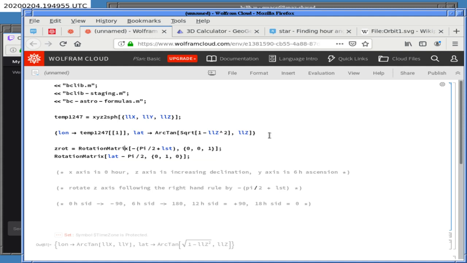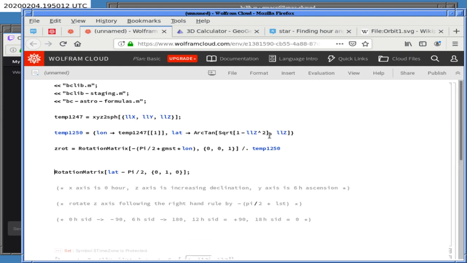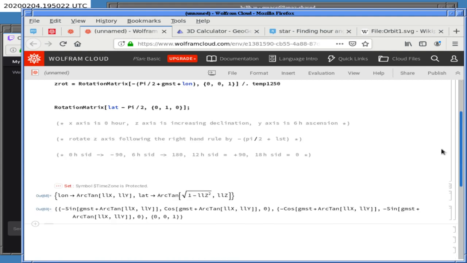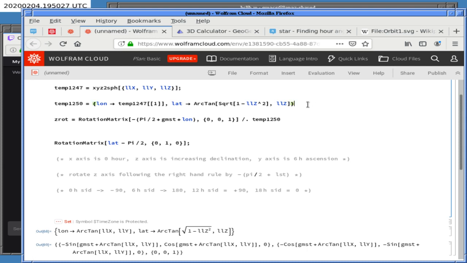We're going to replace the local sidereal time with GMST plus lon, and we probably need a name for this. Given temp, actually, it's only going to use one of them, but whatever. So let's see what our z rotation matrix looks like once we've made this change. And God, I think it's going to be really ugly. I guess we can get rid of this. I don't want this to print.